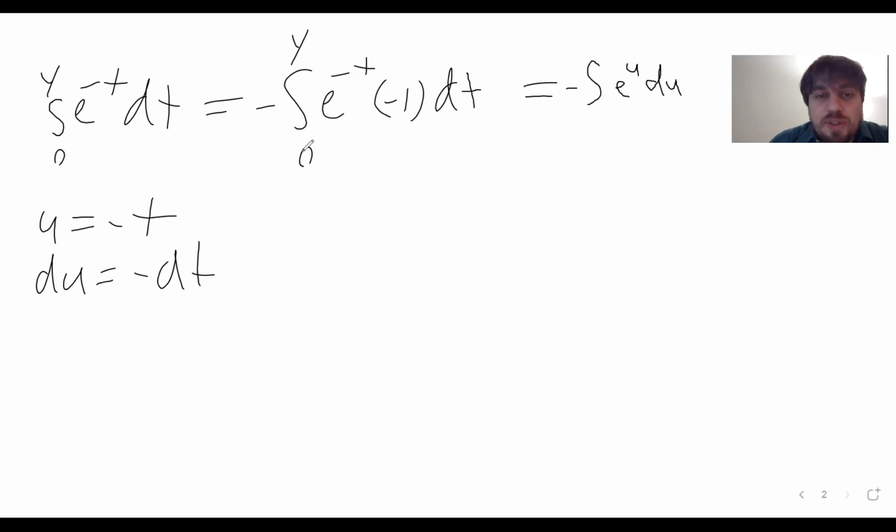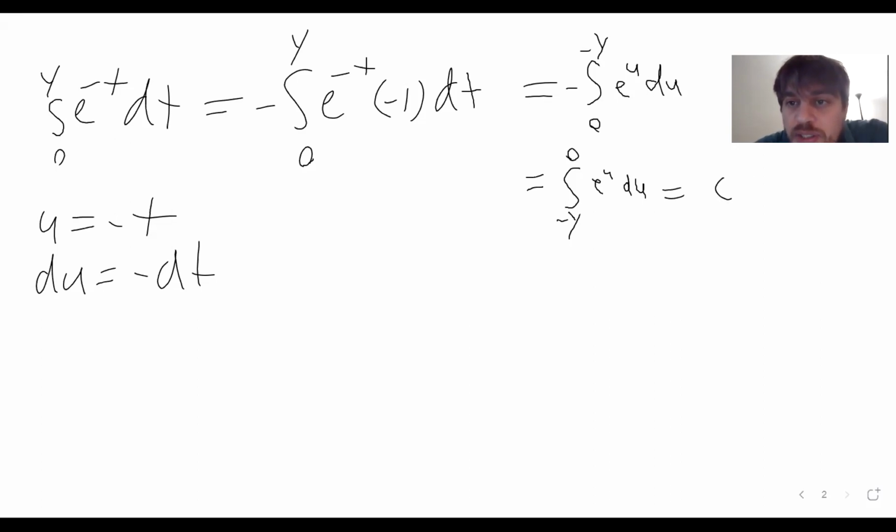Now the corresponding values of u for these values of t: if t is 0, u is 0. And if t is y, then u is negative y. And so now we have this. This is the same as the integral from negative y to 0 of e to the u du. Okay, and now an antiderivative of e to the u is itself, right? And so you evaluate that from negative y to 0. That's equal to e to the 0 minus e to the negative y. e to the 0 is 1, so this is 1 minus e to the negative y.